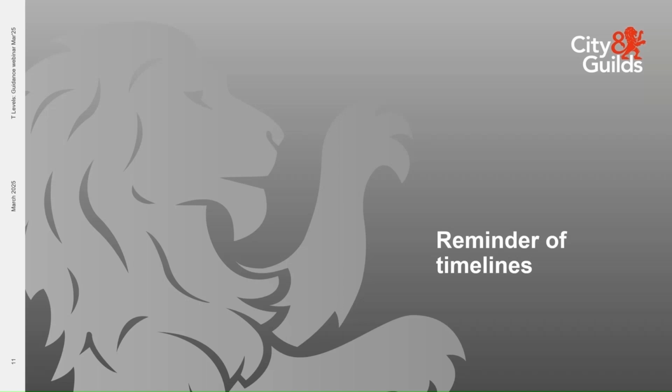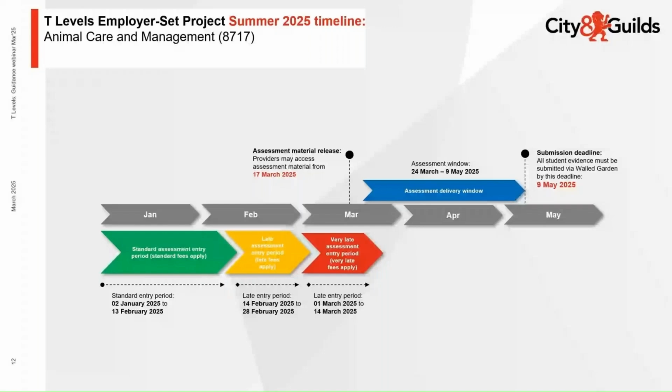So moving on to the timelines. For the next slide, this shows the animal care and management. Summer 25 is the first exam series for the animal care and management where students can sit the core, paper 1, paper 2 and the employer set project.